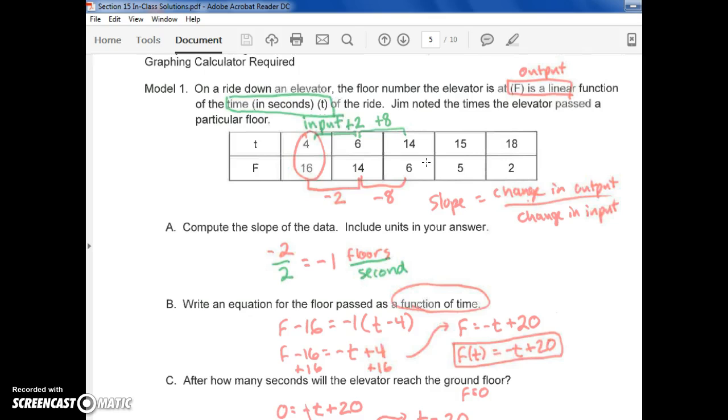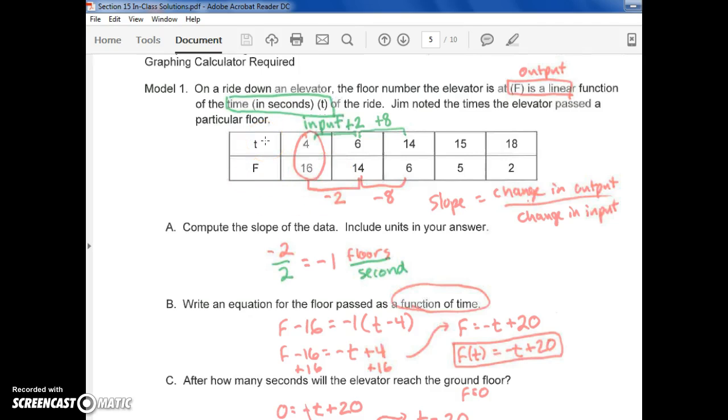In order to do that, we have to figure out what the input is and what the output is. So looking at the structure of the sentence, the floor number is a function of the time. Time is an input, and you're never going to have time where that's an output. You cannot control time. So time is the input, and the output is the floor number that we're at. So this is the output, and this is the input.